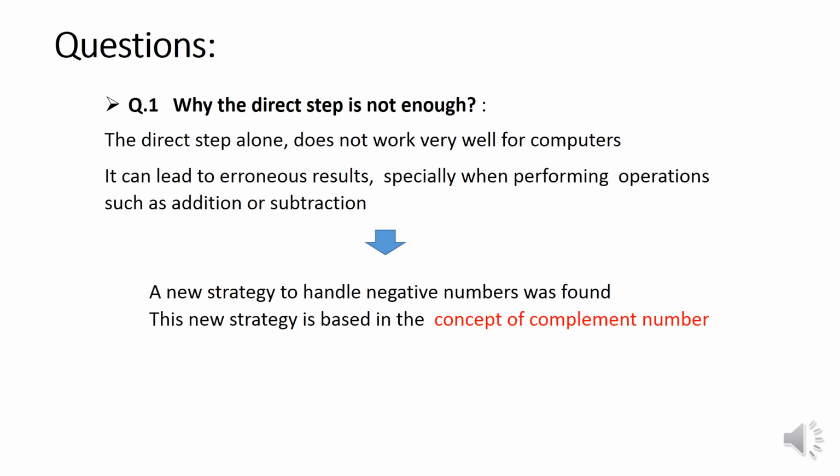So the challenge for engineers was how to find a new strategy to handle negative numbers. This new strategy is based on the concept of complement number. That is how the two additional steps were introduced. The 1's complement, that means changing each bit by its complement, and the 2's complement, that means adding 1 to the 1's complement. Attention! Please note that 2's complement is not changing each bit 2 times.